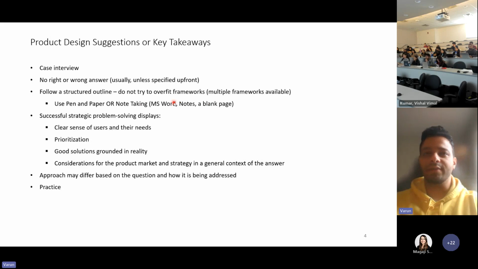Some real key takeaways or guidelines to follow, I think: it's a case interview. There's no right or wrong answer unless it's specified upfront that you are expected to come to a certain conclusion. So that's a great thing. Then one of the biggest pitfalls I've seen candidates make is not following a structured outline. And when I say a structured outline, it means using a structure to address the case prompt, but do not try to overfit specific frameworks. You do not want to come off as robotic. And of course, successful strategies include good prioritization, good solutions, considering the market, etc.